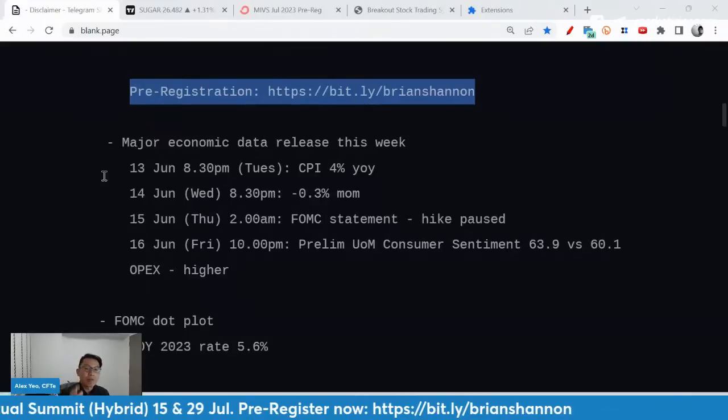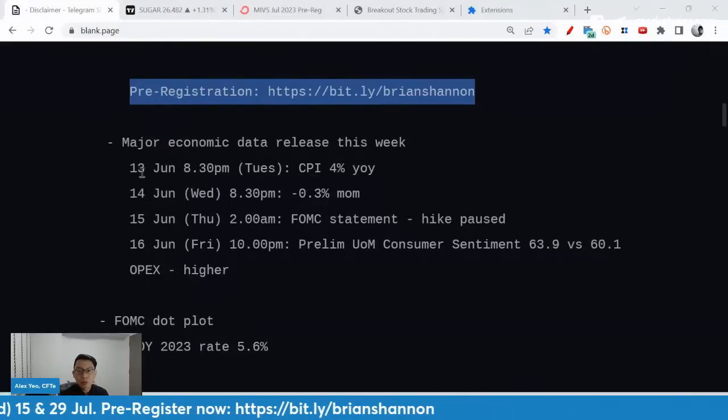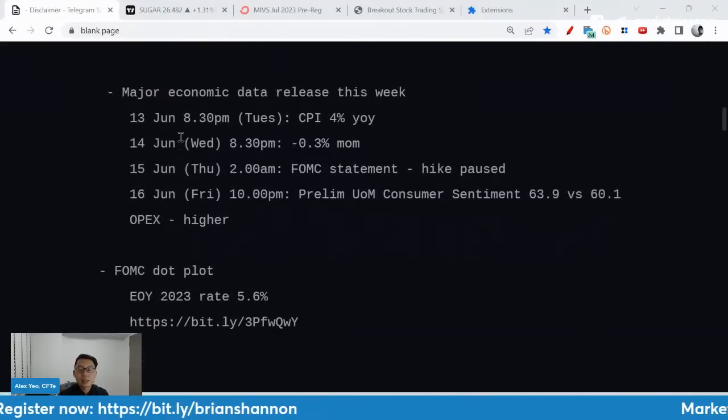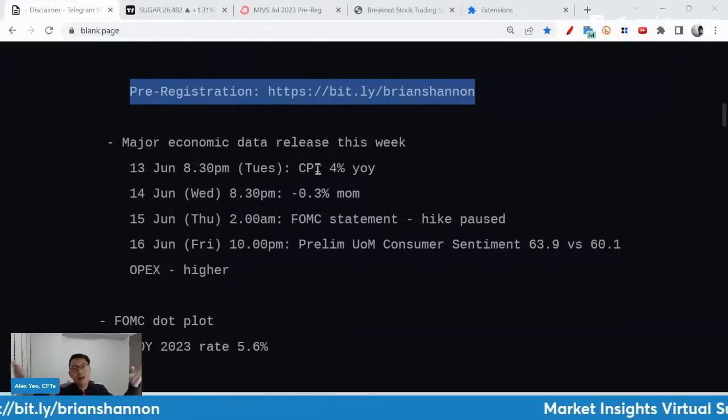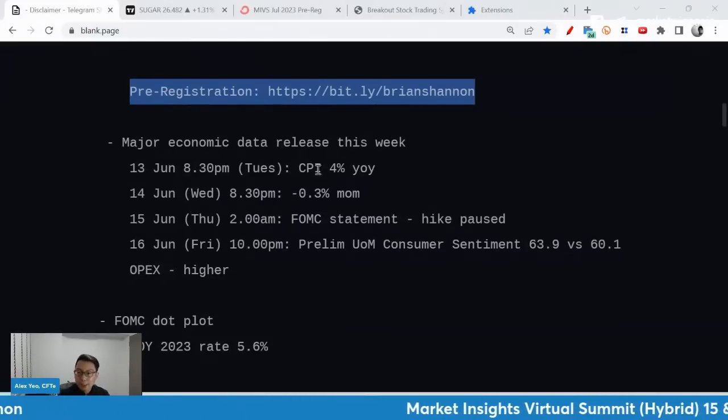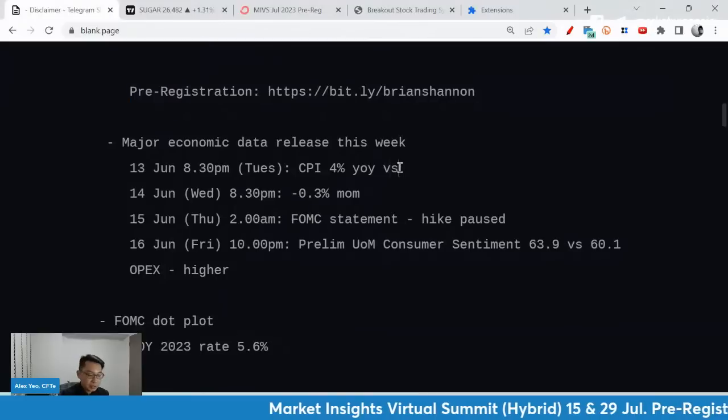Major economic data released this week. This week is full of economic data. At the start of the week, on the 13th of June, Tuesday, it is the CPI inflation data. Our expectation was 4.1 versus 4.1.